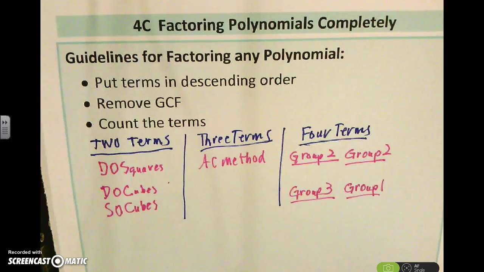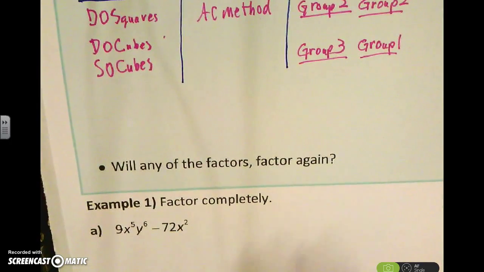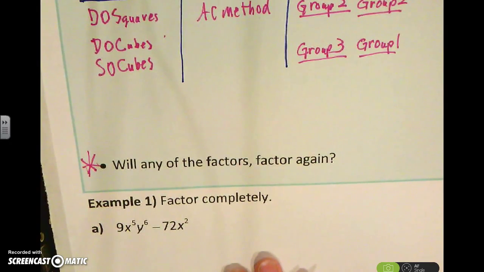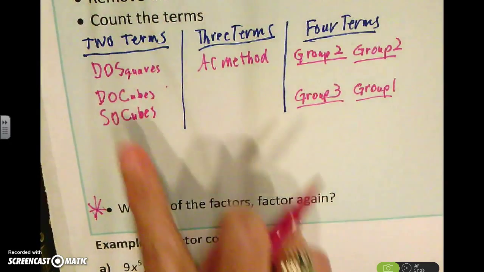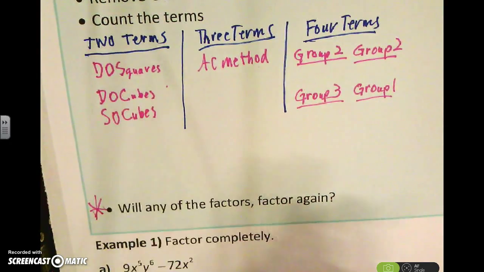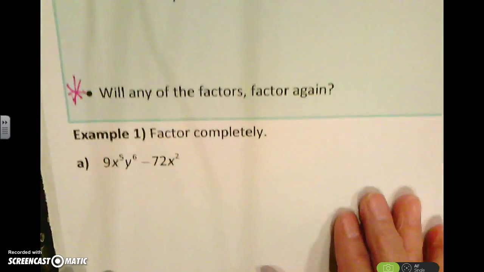All right, then the final thing you're going to ask yourself is, will any of these factors factor again? And typically, if that's going to happen, it's either going to be the difference of squares or the difference or sum of cubes. All right, so let's step through this.